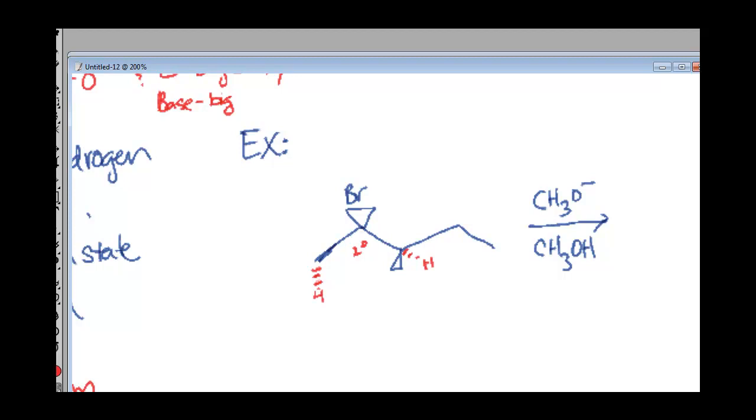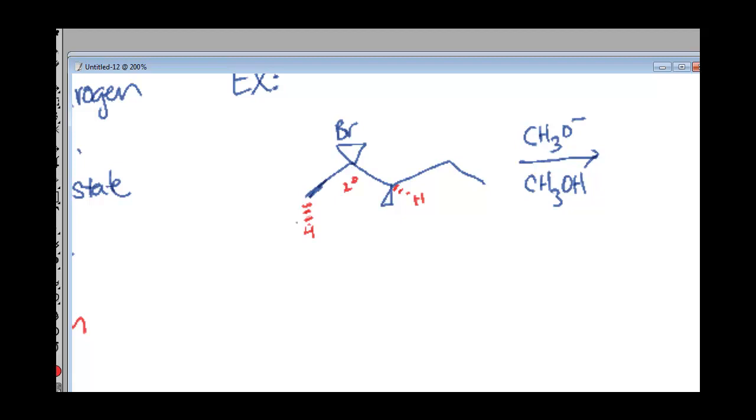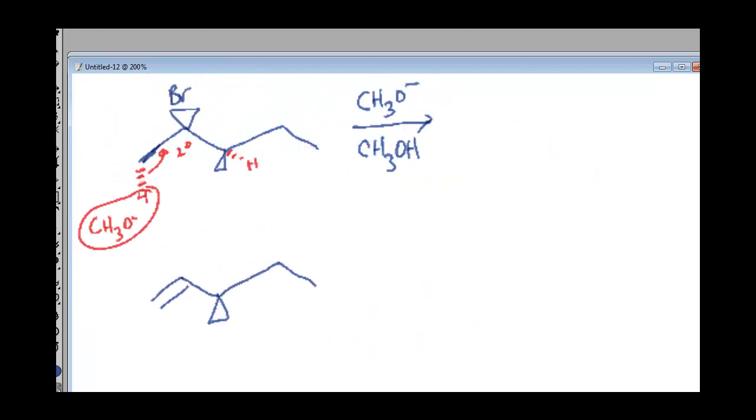So let's look at the possible products. The first product that you might see when ethanol, or actually methoxide, comes and abstracts this hydrogen, you'll be left with these electrons that come and form a double bond there. So for that product, we would get a double bond, then the rest of the compound. And if I abstract this hydrogen here, the electrons will go over here to where the gap would be when the bromine leaves, and I would get a double bond there.